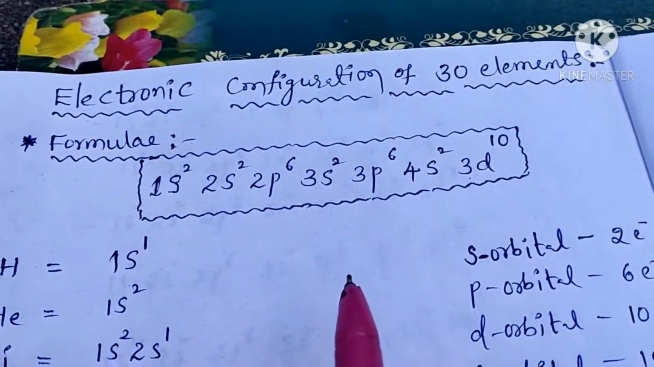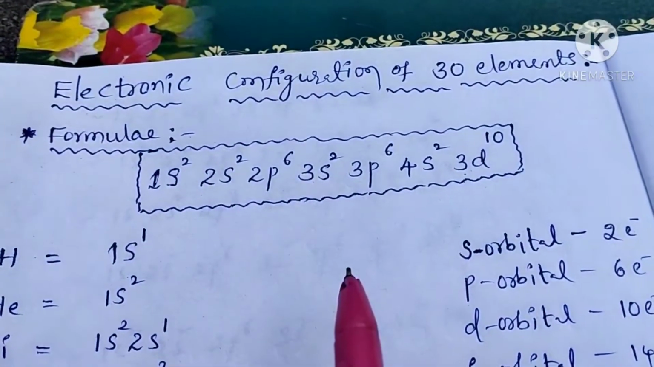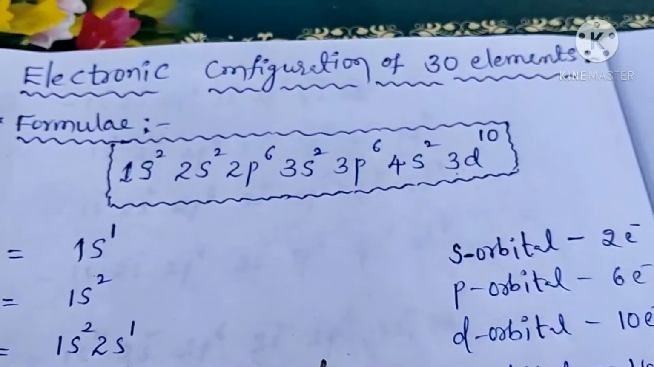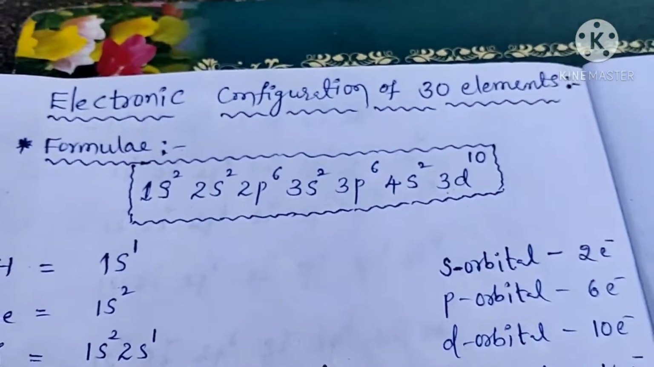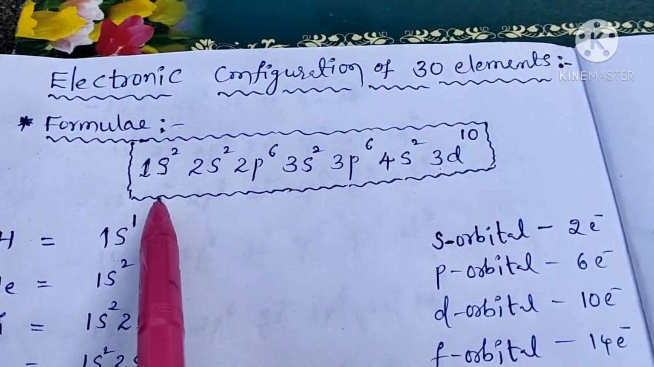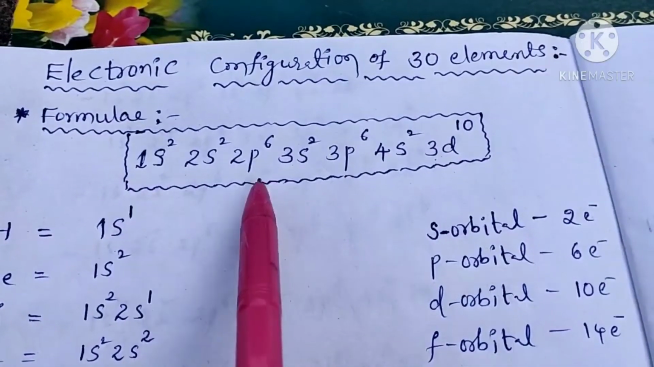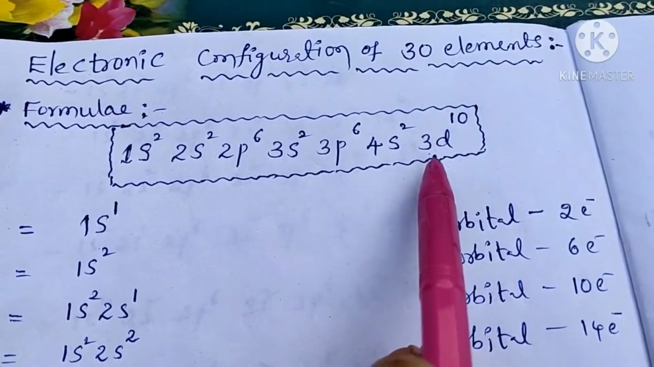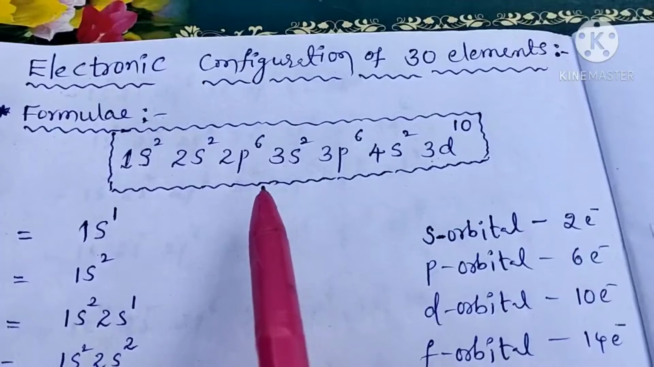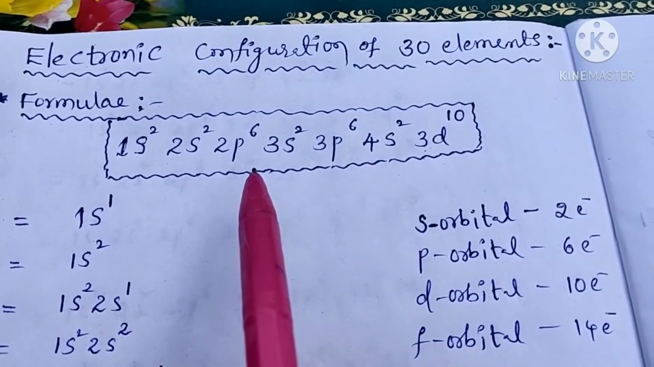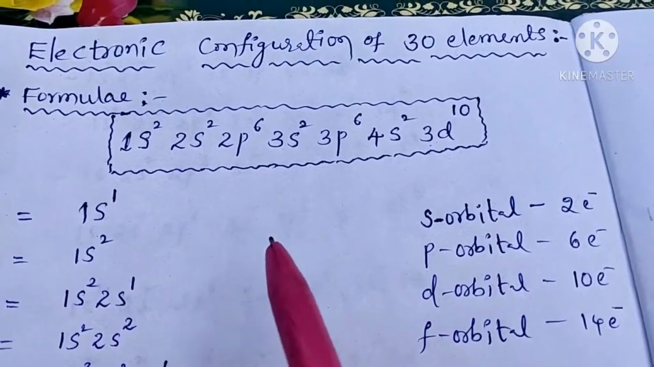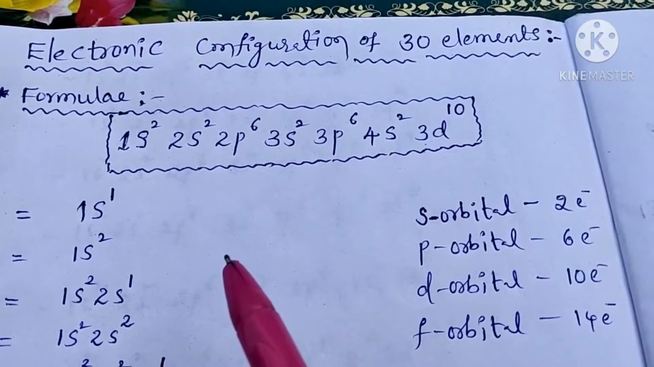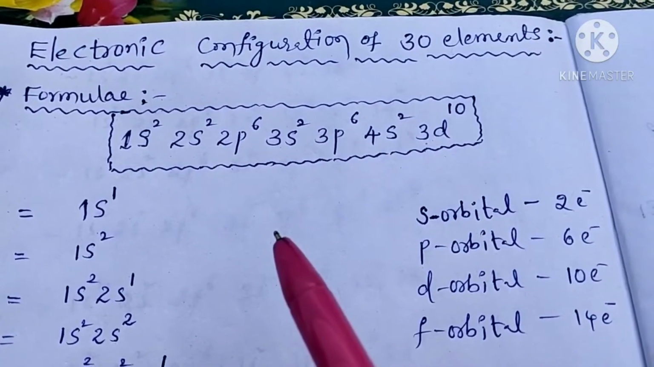Hi everyone. In this video, I'm going to explain electronic configuration of 30 elements in an easy way. For that, we need a formula that is given here: 1s2, 2s2, 2p6, 3s2, 3p6, 4s2, and 3d10. Actually, this formula is obtained from the moeller chart, and before knowing this, you should already know about Hund's rule, the Aufbau principle, and the moeller chart, right?